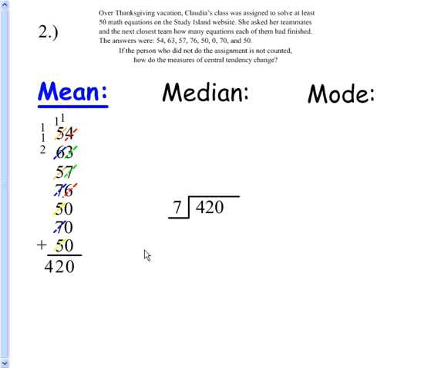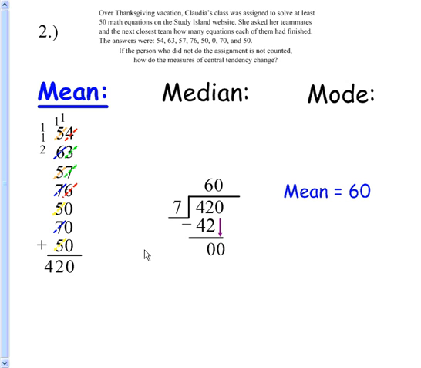420 divided by 7. 6 times 7 is 42. And we can go ahead and subtract that and bring down another 0 as well. And 7 does not go into 0, so we need to put the 0 next to the 6 so that we know that we have 60 as opposed to just 6. 7 times 60 is 420. So the new mean score is 60.